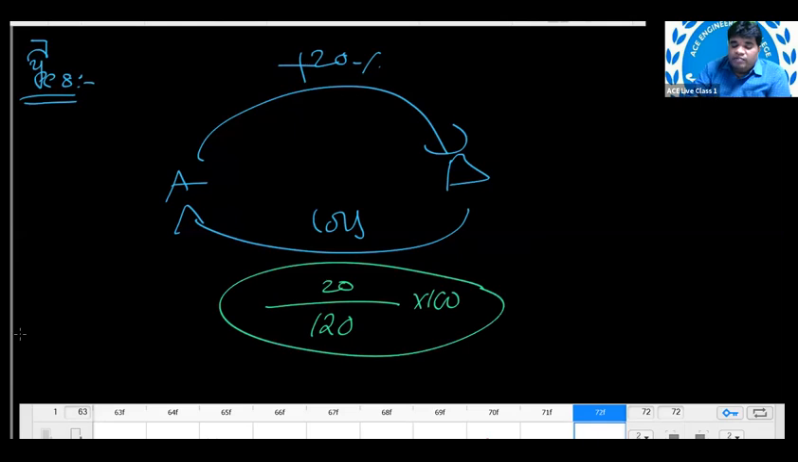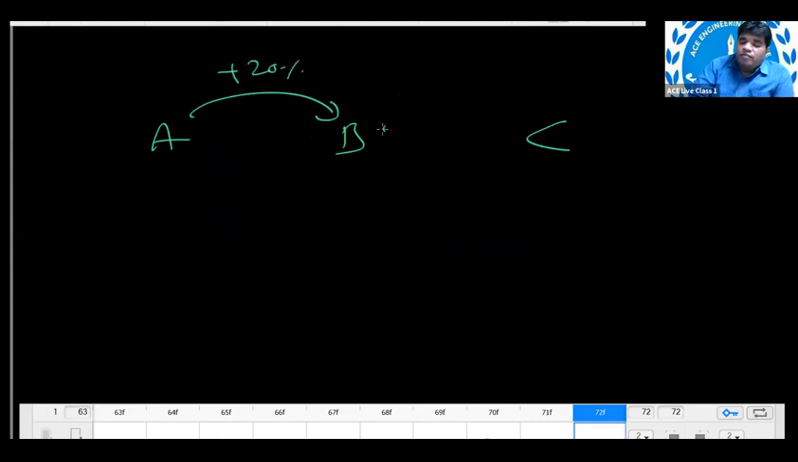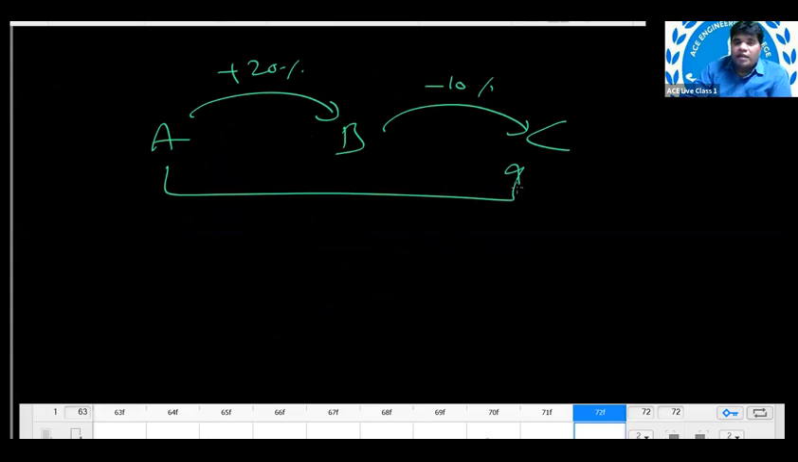20 by 120 into 100. Because the B value is not known, it becomes 100, and A is 120. Here 20 rupees less compared with 120, into 100. Same formulas. So time and work, profit and loss, same formulas. A got 20% profit, B got 10% loss. What is A to C? A to B is 20% profit, B to C is 10% loss. So what is A to C? Profit or loss? How much? What is the logic? Tell me, Meghna, Sambhavi, Anita. What is the formula we are using?